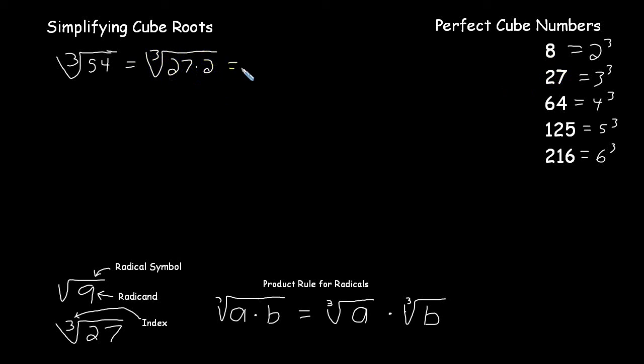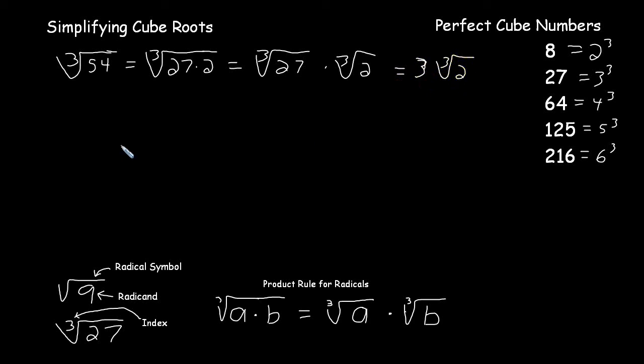And we can use the product rule for radicals and rewrite this as the cube root of 27 times the cube root of 2. The cube root of 27 is 3, and we have the cube root of 2 left over.